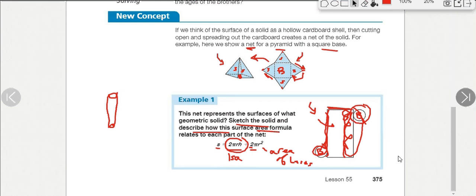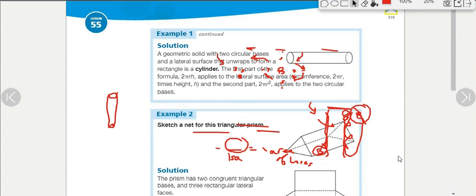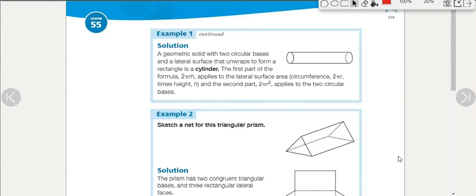I would just write that into 2 sentences in my homework. So it said cylinder. The first part applies to the lateral surface area because it's circumference, 2 pi r, times the height. That describes the surface area of this rolled part. And the second part is 2 pi r squared. Those are the bases. That's all you have to say. Match it up, basically.